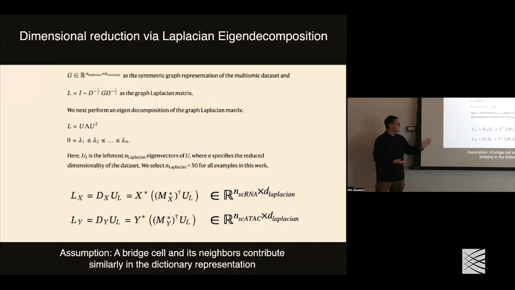So here we have an assumption that bridge cells and their neighbors contribute similarly in this dictionary representation.